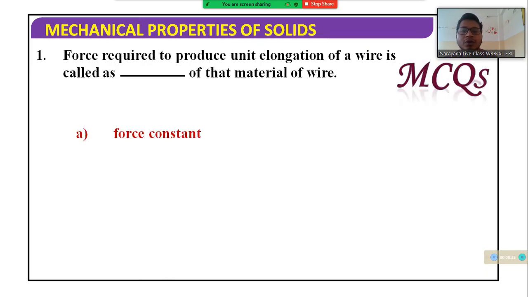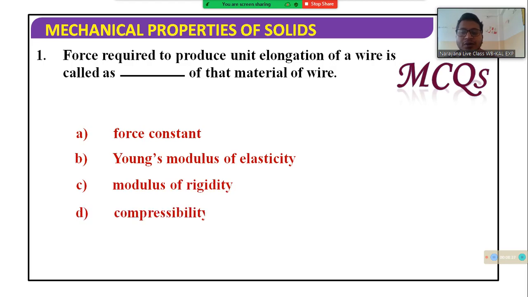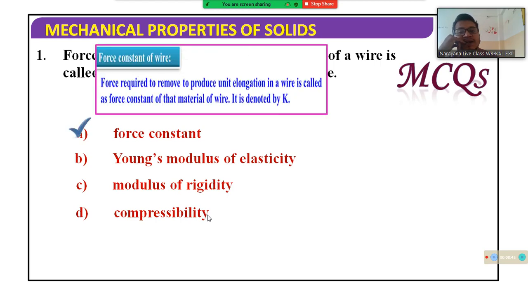MCQ. Which option is right? Tell me. It will be option A. The force required to produce unit elongation of the wire is called the force constant of the material of the wire. It is denoted by K.